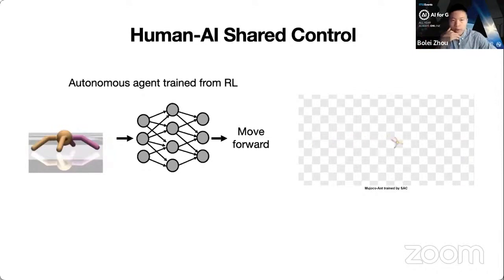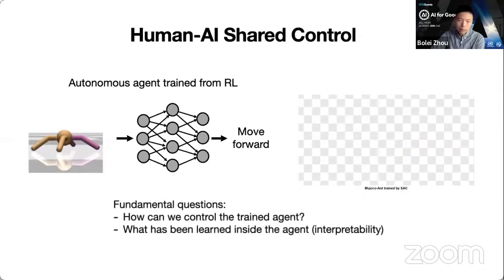So here is one toy example. This autonomous agent is just trained from reinforcement learning to accomplish the primal task. The primal task for the agent is just to move forward. Then this agent can just move forward, right? Just doing this repeatedly, doing this very boring behavior. But there are many fundamental questions that remain. So how can we humans control this trained agent?